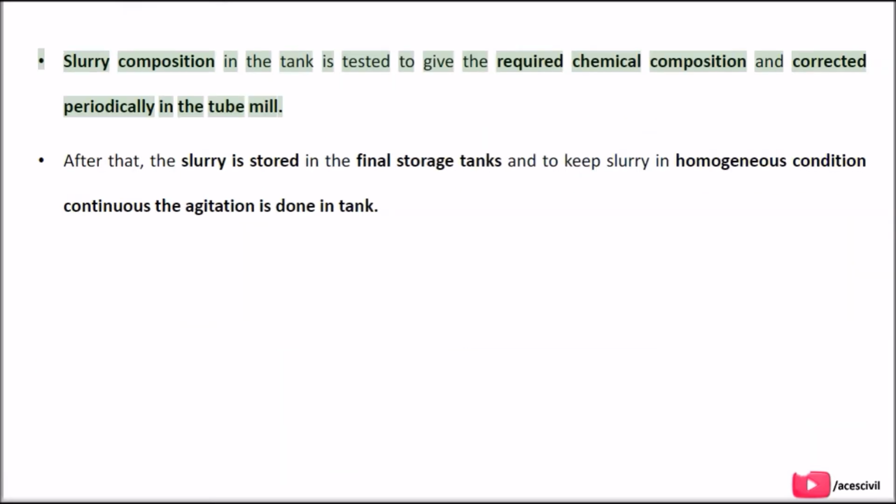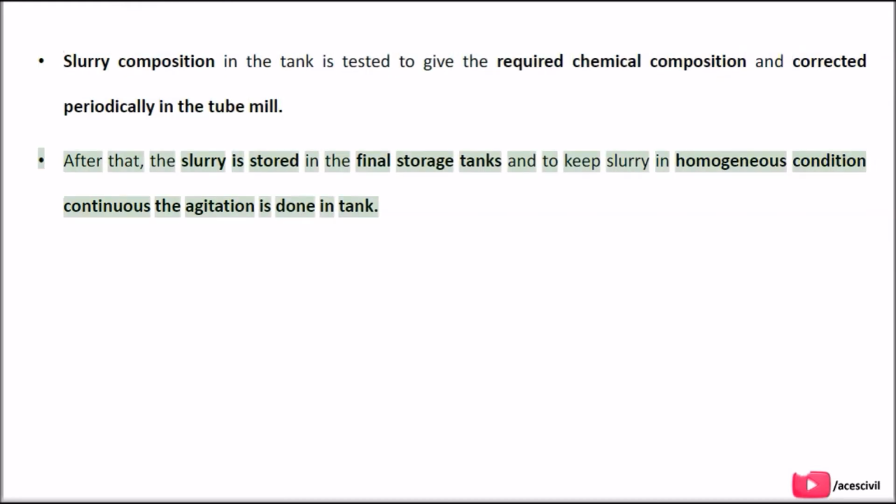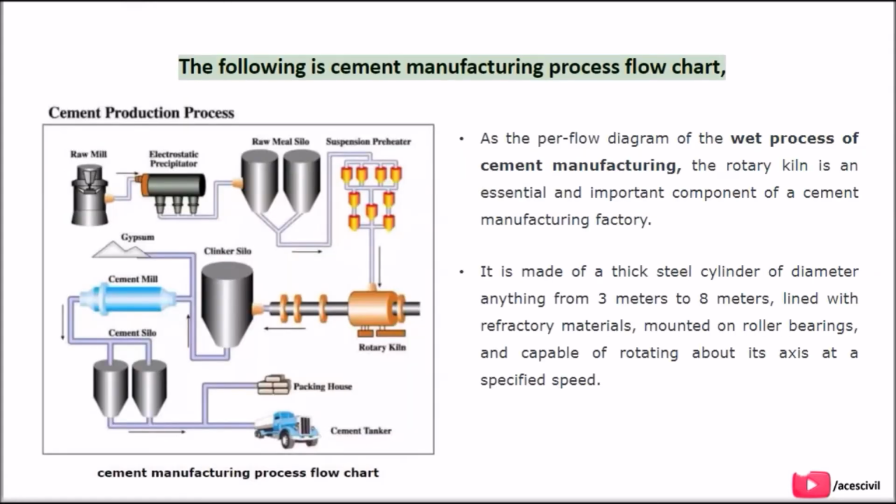Slurry composition in the tank is tested to give the required chemical composition and corrected periodically in the tube mill. After that, the slurry is stored in the final storage tanks, and to keep the slurry in homogeneous condition, agitation is done in the tank. The following is the cement manufacturing process flow chart.